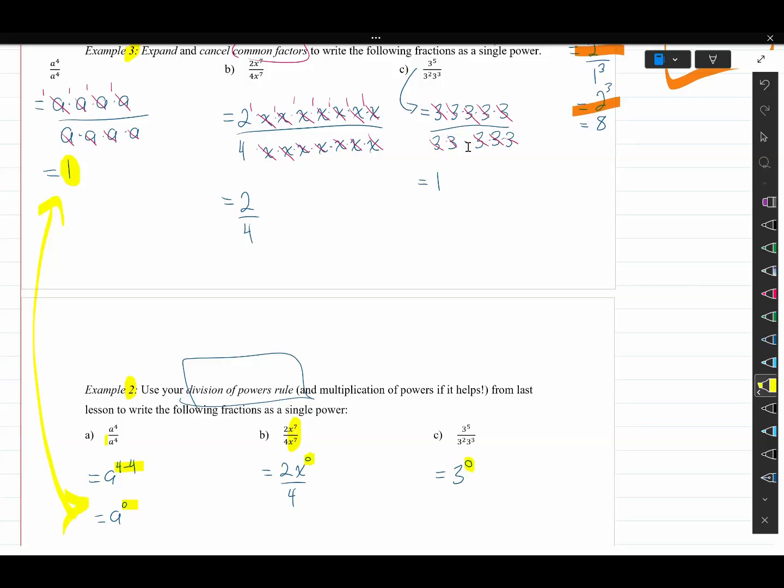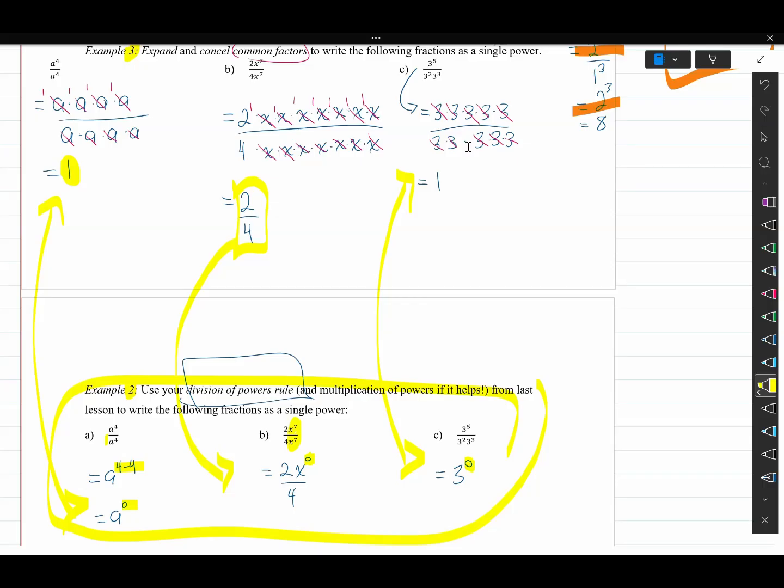Okay, let's compare that over here. I know I'm working with 2 over 4, rather. And I end up, the second time when I'm using my division of powers rule, with 2 times x to the exponent 0 over 4. And I'm working with either a 1 or a 3 to the exponent 0. Our conclusion, again, these are the same. These are two different ways of writing one thing. Anytime in the future you see anything to the exponent 0, that just equals 1.